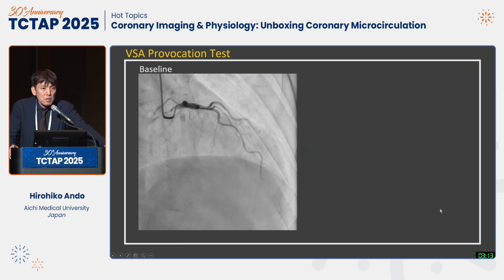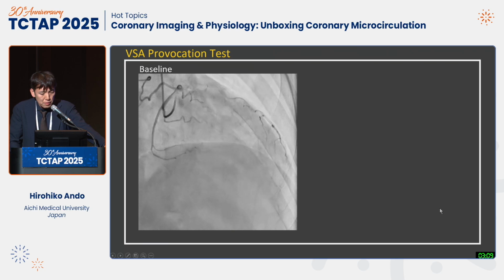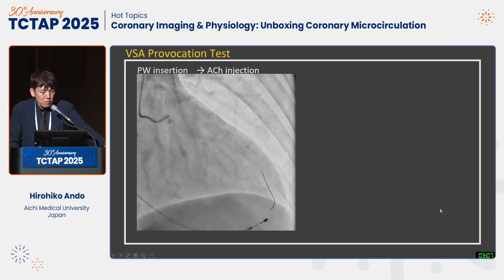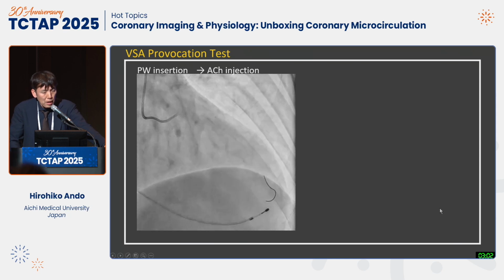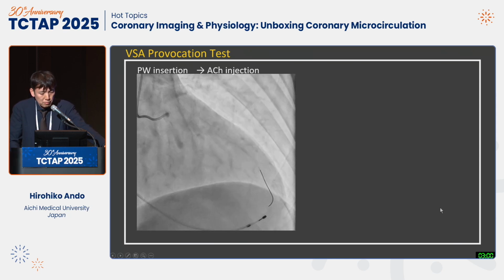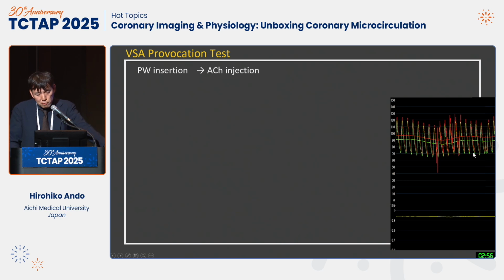I'd like to share an illustrative case. This is a baseline angiography. And after the insertion of the pressure wire, we initiate the acetylcholine injections. As you can see, the pressure monitor displays both aortic and coronary pressures.